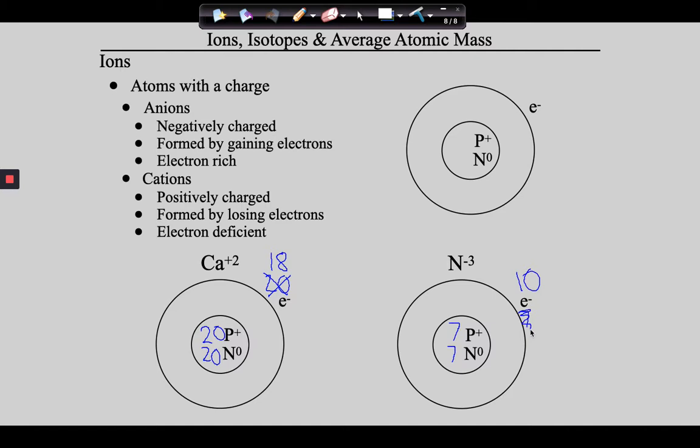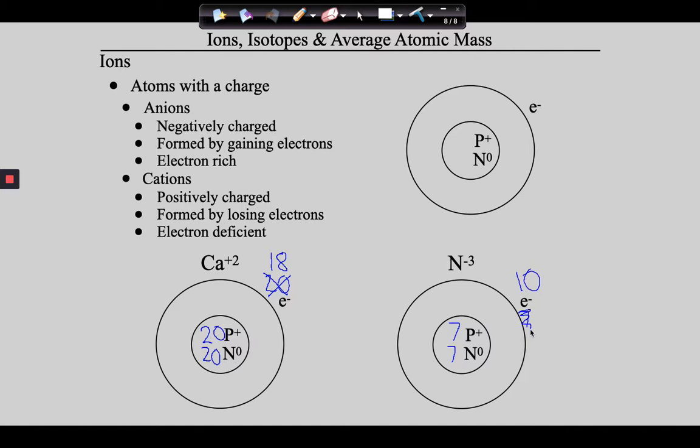Now guys, if you're interested, and I think some of you might be, here's the thing that's interesting to me. Calcium with a +2 charge has 18 electrons. That gives it the same electron structure as argon. Guys, nitrogen with the -3 charge has 10 electrons. That gives it the same electron structure as neon.